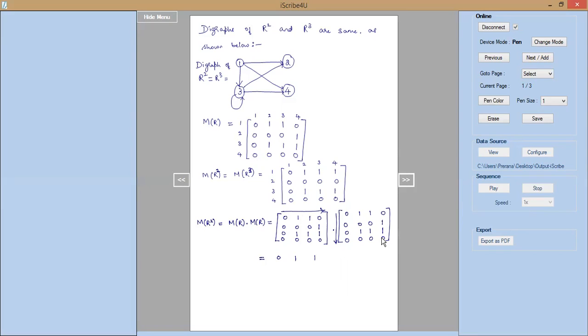Last one, 0 into 0. So did you observe that we have two sums of ones? 1 plus 1 we are getting. 1 into this 1 is 1, and 1 into 1 is 1. When you add them, the sum is actually 2.